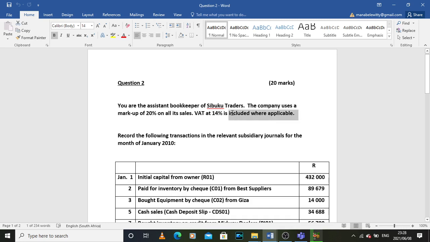When they say included where applicable, in some transactions VAT is not included, and in some transactions VAT is included. For example, salaries and wages: we don't charge VAT on salaries and wages because those people are subject to income tax. If you bought something on credit, when you pay, you don't account for VAT, because at the time you bought on credit, you accounted for VAT. So when you pay, you don't account again for VAT.